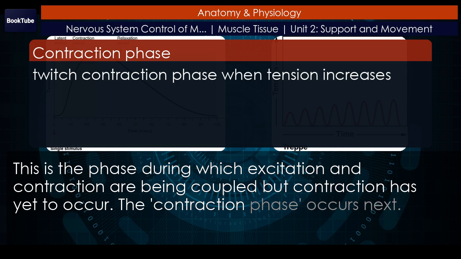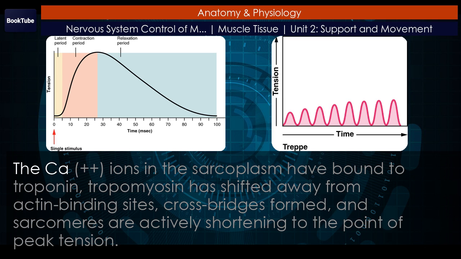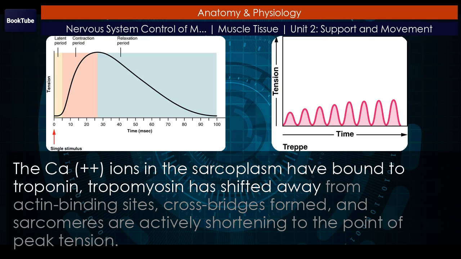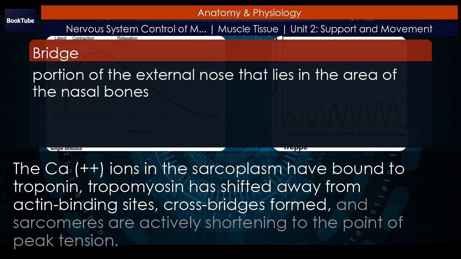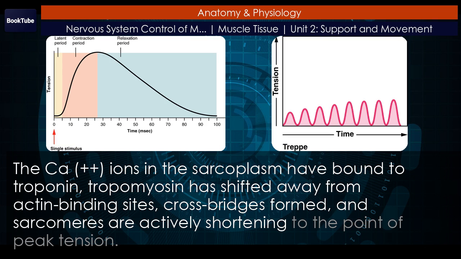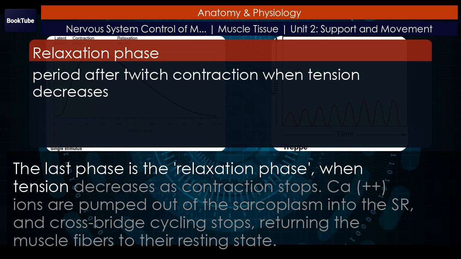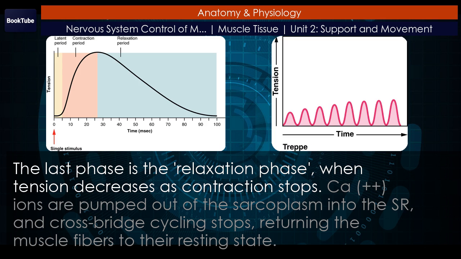The contraction phase occurs next. The Ca++ ions in the sarcoplasm have bound to troponin. Tropomyosin has shifted away from actin binding sites. Cross bridges form, and sarcomeres are actively shortening to the point of peak tension. The last phase is the relaxation phase, when tension decreases as contraction stops. Ca++ ions are pumped out of the sarcoplasm into the SR, and cross-bridge cycling stops, returning the muscle fibers to their resting state.